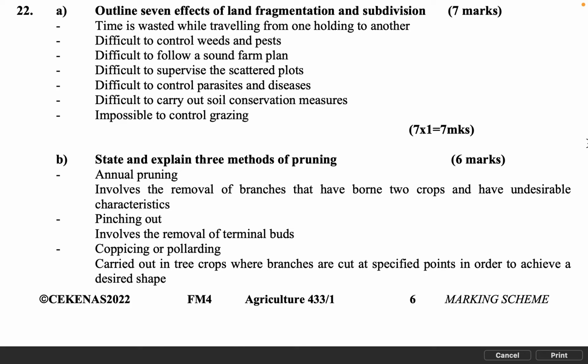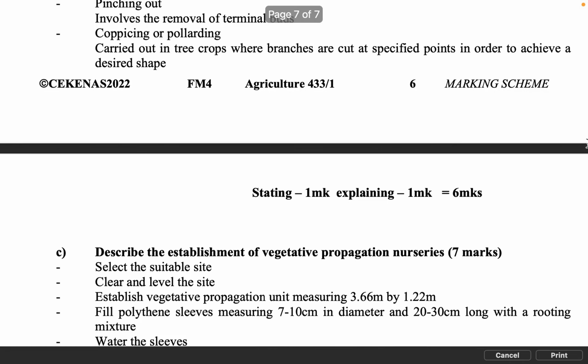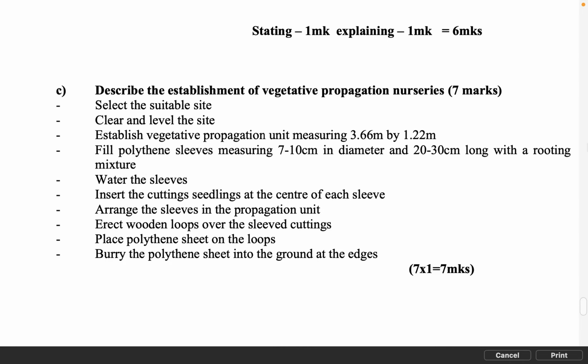Annual pruning. Involves the removal of branches that have borne 2 crops and have undesirable characteristics. Pinching out. Involves the removal of terminal buds. Coppicing or pollarding. Carried out in tree crops where branches are cut at specified points in order to achieve a desired shape. Stating 1 mark, explaining 1 mark, equals 6 marks.